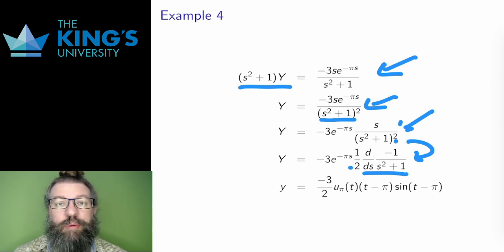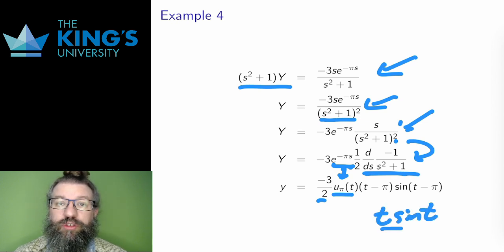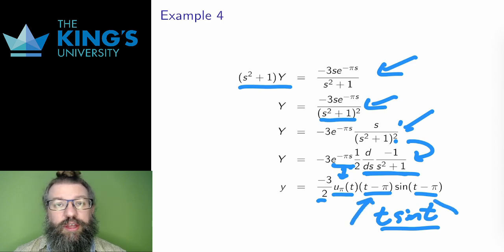This e to the negative pi s is going to turn into a step function. And this derivative is going to turn into multiplication by the variable. But the variable has been shifted. So it's not multiplication by t, it's multiplication by t minus pi. So this derivative here would transform into sine t, into t sine t. But this shift is going to be t minus pi sine t minus pi. So the exponential and the derivative give me this shifted expression at the end. And this is my solution.